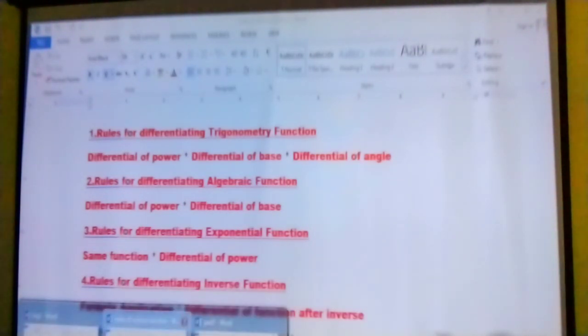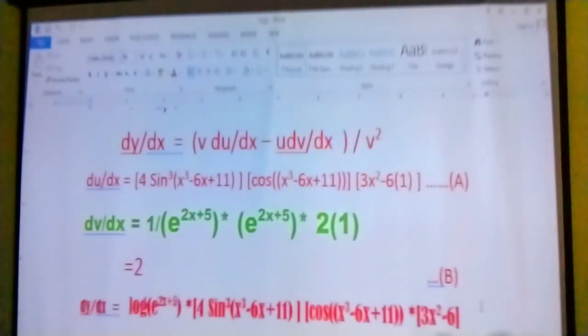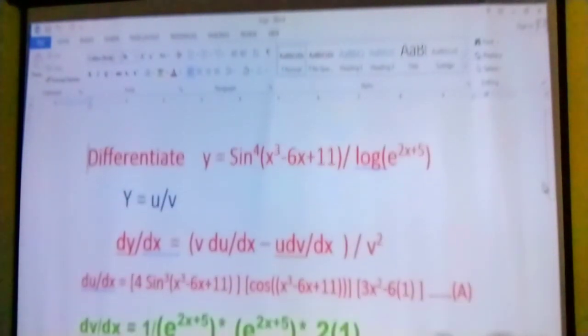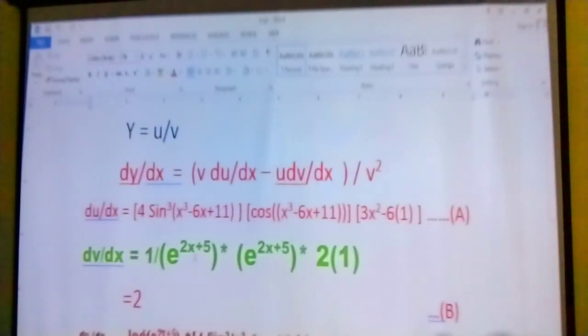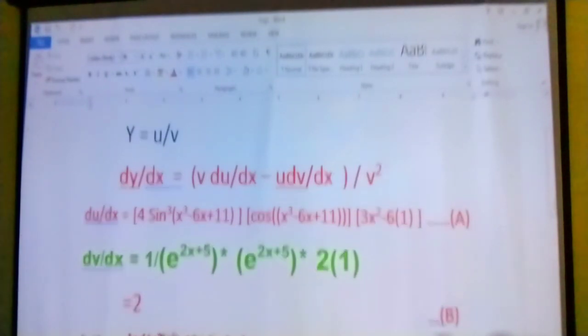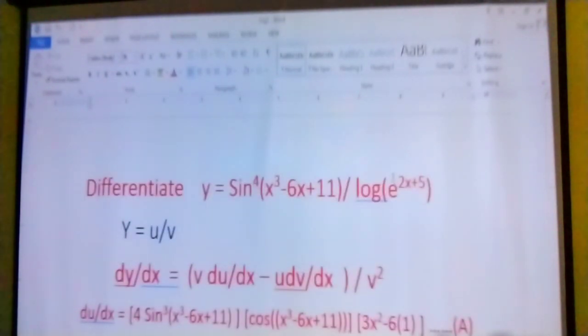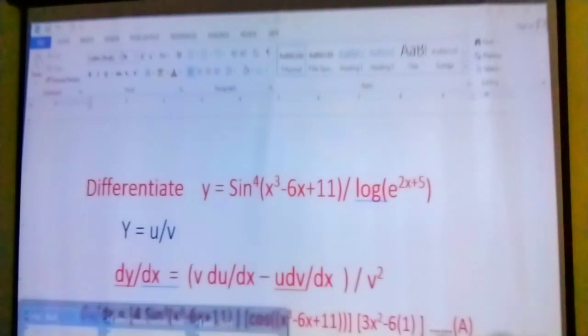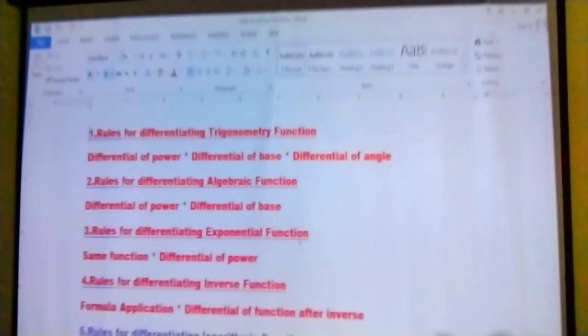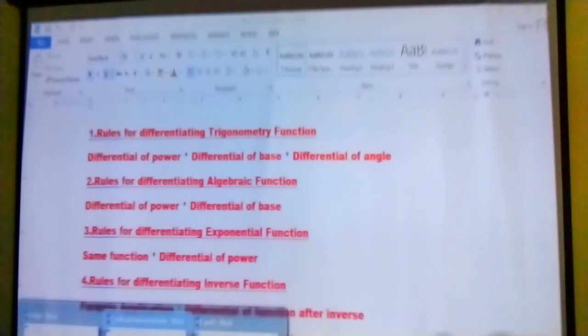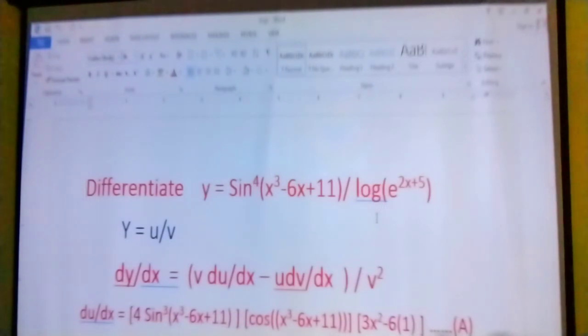See here. Now v is log of e power 2x plus 5. It's a logarithmic function, so 1 by function, that's why 1 by e power 2x plus 5. 1 by function is over. Then the differential of the respective function. The respective function is e power 2x plus 5, which belongs to the exponential family. So what does the rule say? Same function into differential of power. Now 1 by function is over, but after that differentiate e power 2x plus 5.